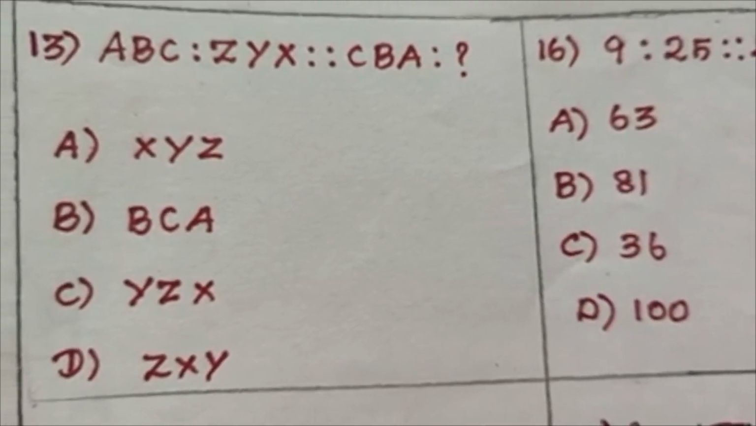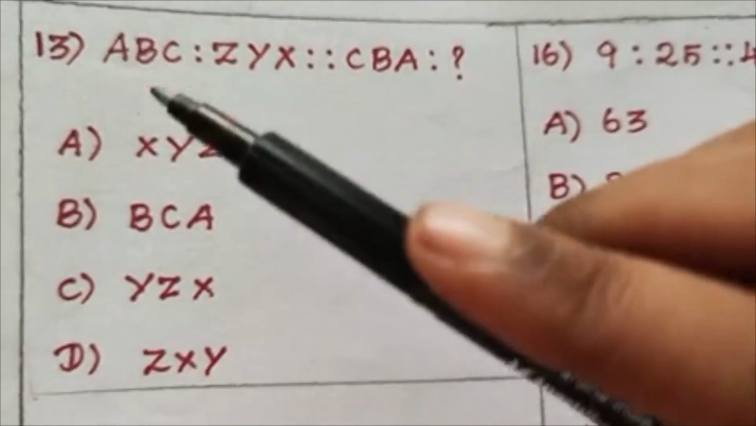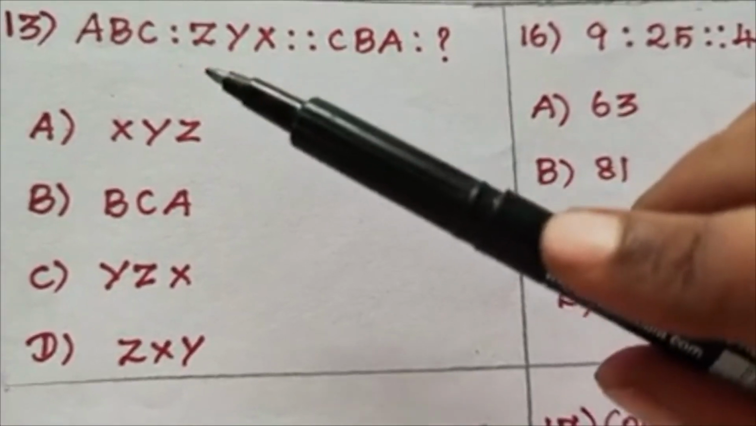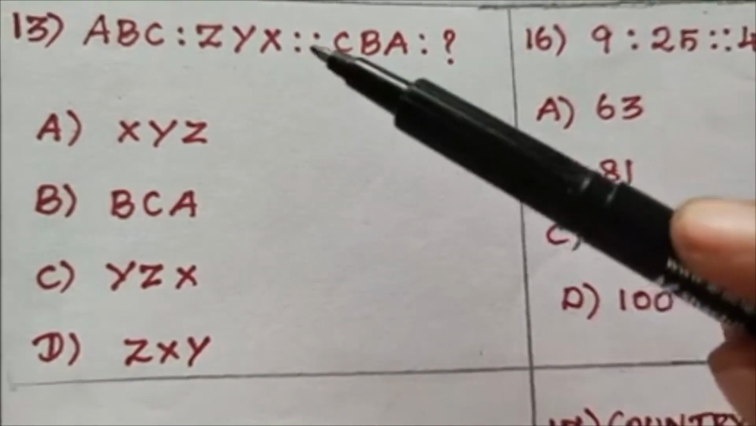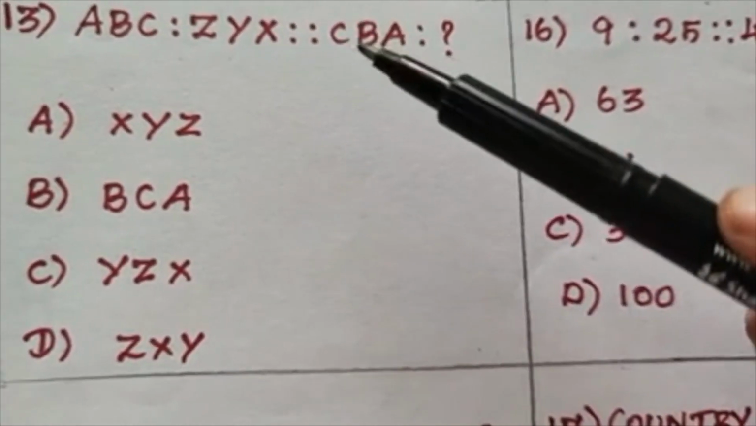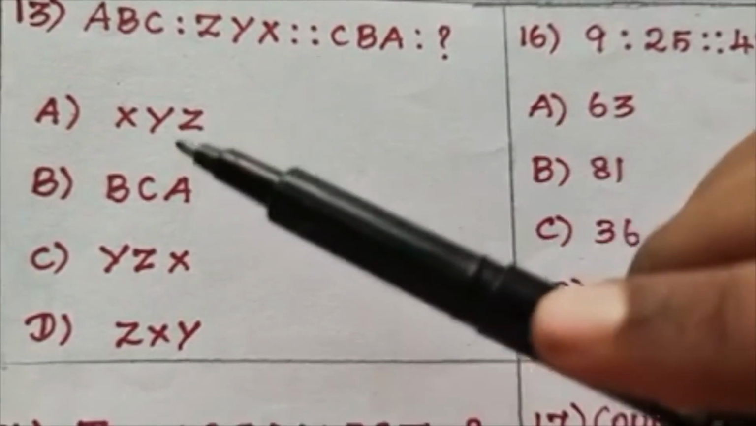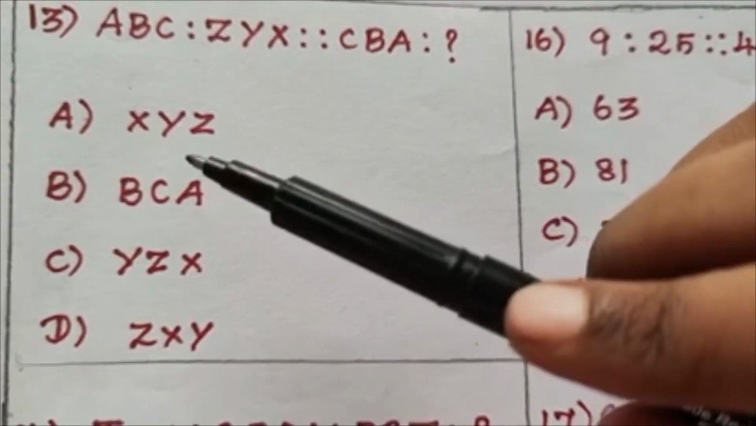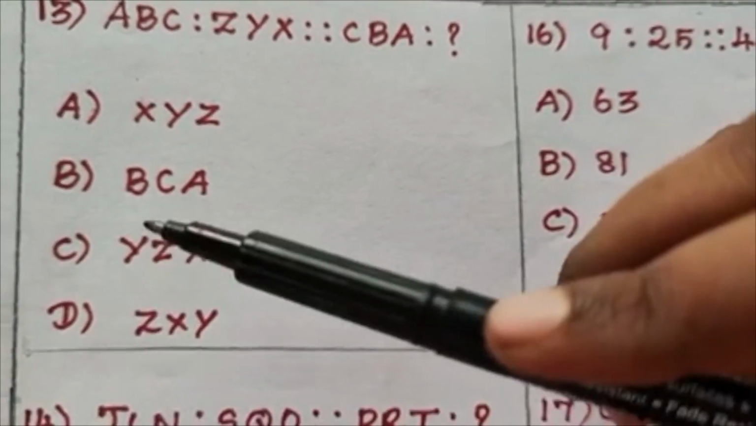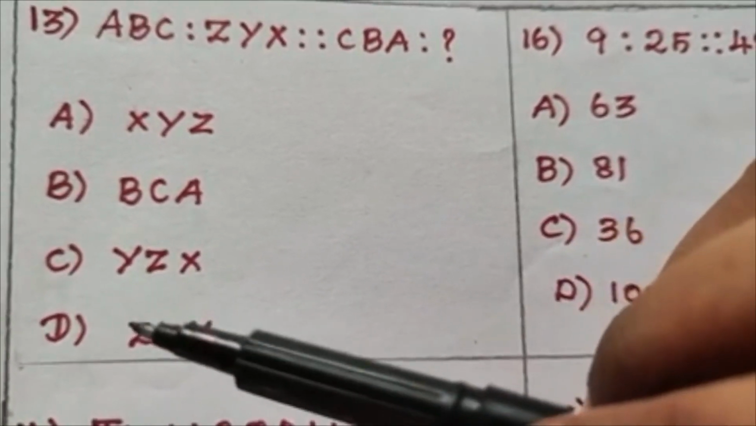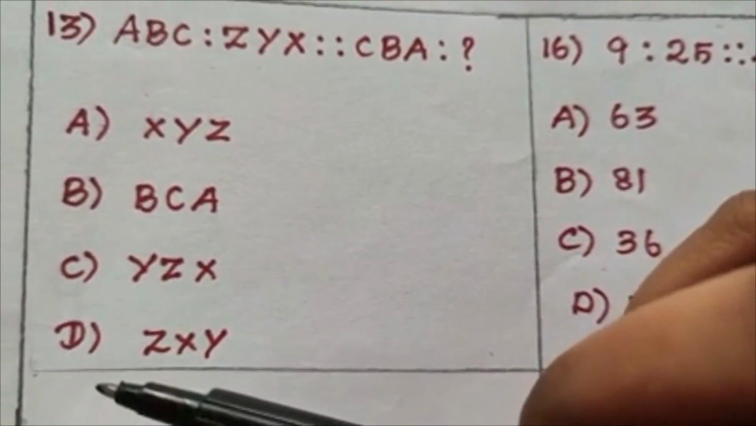Question number 13. ABC is related to ZYX. In the same way, CBA is related to what? Option A, XYZ. Option B, BCA. Option C, YZX. Option D, ZXY.